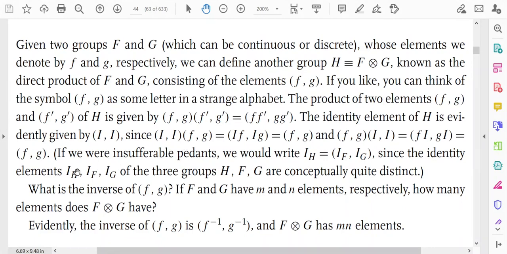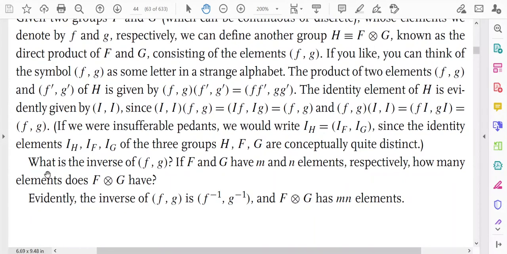That is, both are the same. Now there is a question: what is the inverse of (F, G), and if F and G have m and n elements respectively, how many elements does F × G have? So, first of all, the inverse of (F, G) will be (F inverse, G inverse). This is the rule for the inverse.